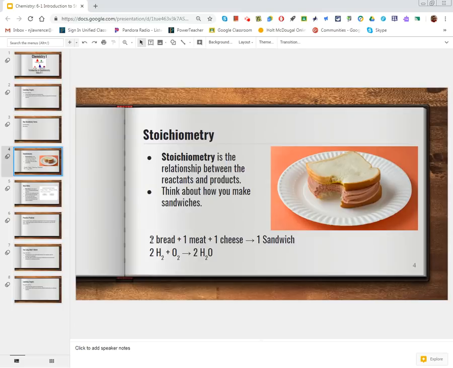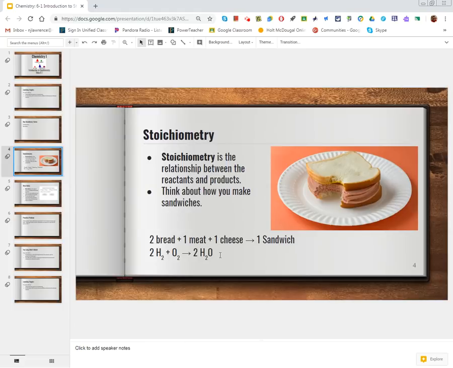In my house, we grew up a little poor, and so we were only allowed to take one piece of meat and one piece of cheese when we made a sandwich. And so in our equation here, you can see that it takes 2 pieces of bread, 1 piece of meat, and 1 piece of cheese to make a Lawrence sandwich.